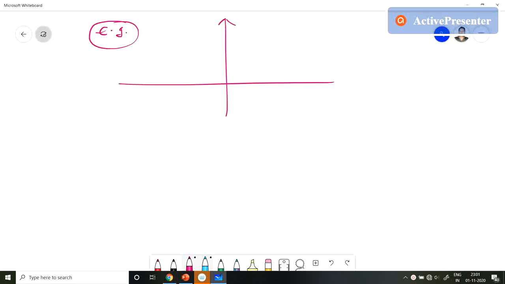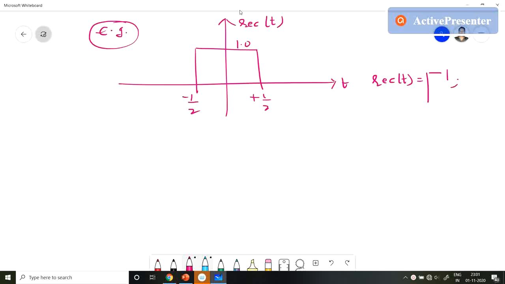So we have a function called the rect function. It is represented by rect(t), and between minus 1 by 2 and plus 1 by 2 the amplitude is 1, and for all other values it is 0. So rect(t) is equal to 1 for minus 1 by 2 less than or equal to t less than or equal to 1 by 2, and for modulus of t greater than 1 by 2 it is 0. So this is called the rectangular function.